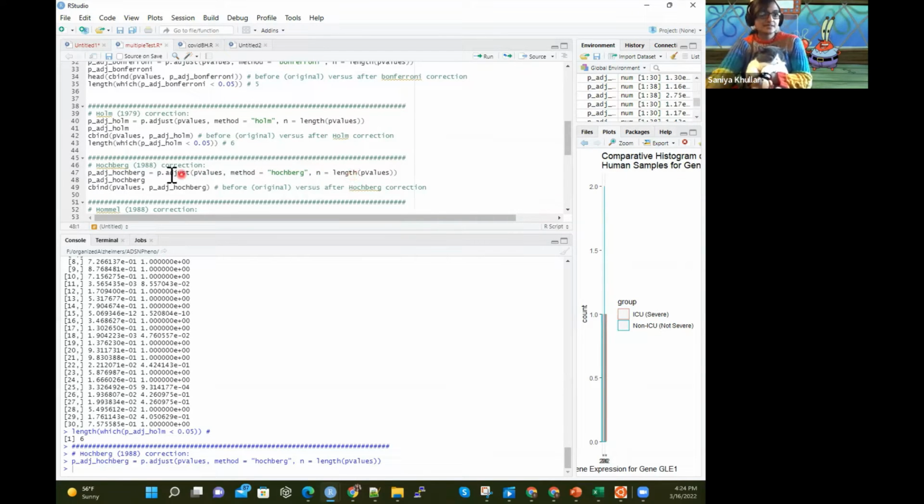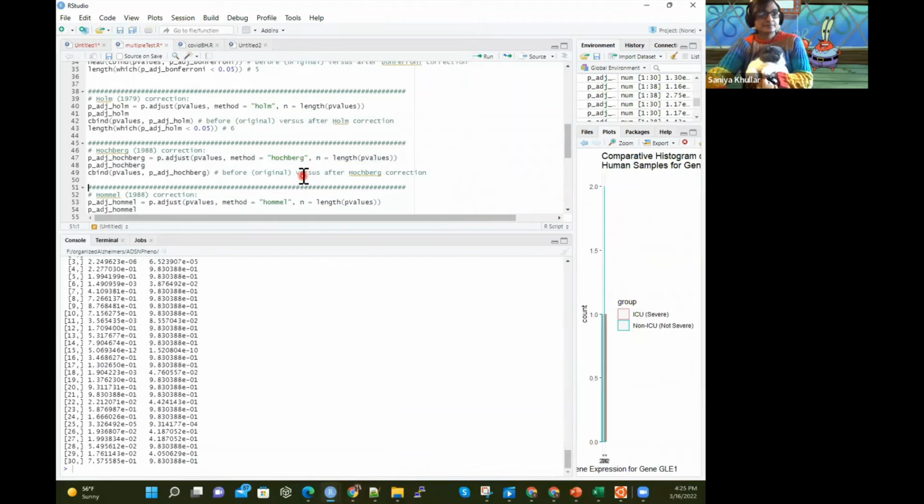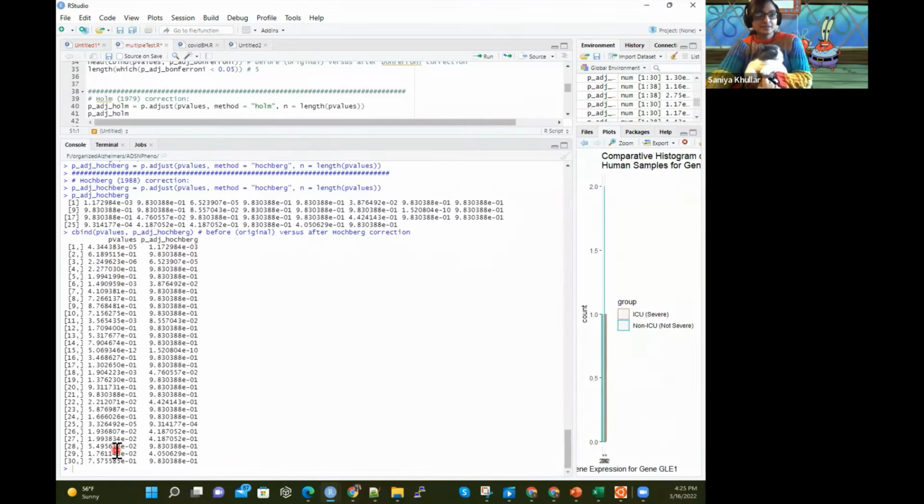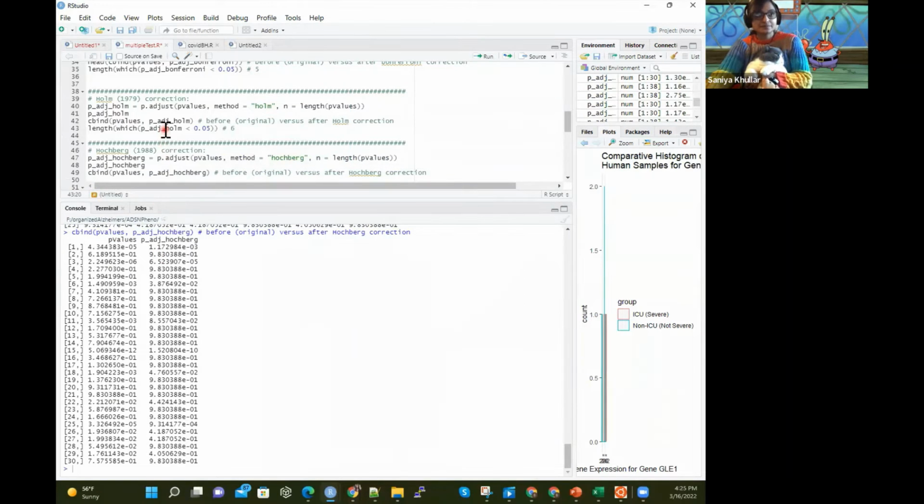So we just do p.adjust with Hochberg. I'm just using p.adjust again, and you'll notice that the key difference so far is that I'm just changing the method to be Hochberg. Before it was Holm, and before that it was Bonferroni. And we can see this here. We can see the p-values before for the original data, these 30 p-values, 30 different tests. And this is the Hochberg 1988. This is what we get after using the Hochberg correction. That's what our adjusted p-value would be.